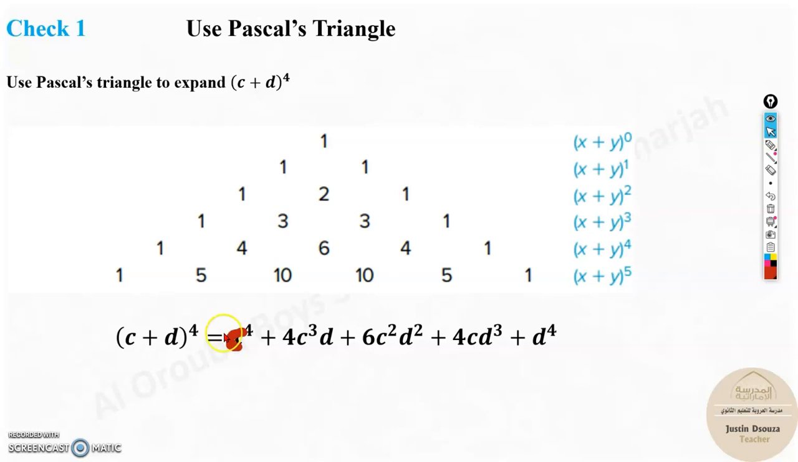Now, what happens? It's c to the power 4. The coefficient is 1. 4 multiplied by c power 3 d. Then 6 multiplied c power 2 d squared. 4 times c d cube and d to the power 4. This is it. You can't expand it further. This is your answer. This is the expansion using Pascal's triangle. You can do any power, just that you should know this triangle, which is easy to remember. So this is the thing.